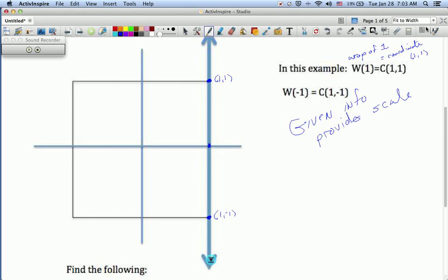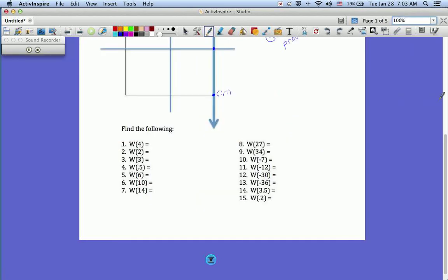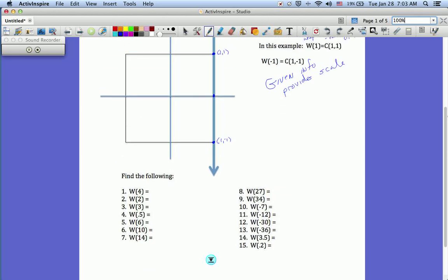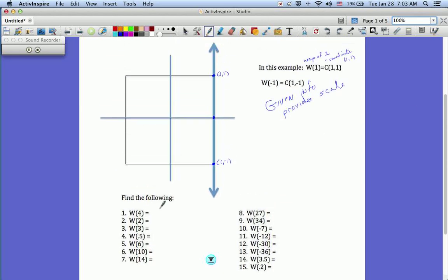Now I'm going to shrink this down a little bit just so we can see the questions below in addition to what's here. See what 100% does. Yeah, that looks like a winner. So we have the questions below, the different wraps, and the graph here as well to look at. A wrap of 4 is as easy as counting. First of all, it's positive, so we go in the counterclockwise direction. 1, 2, 3, 4. A wrap of 4 gives us the coordinate 0, negative 1.